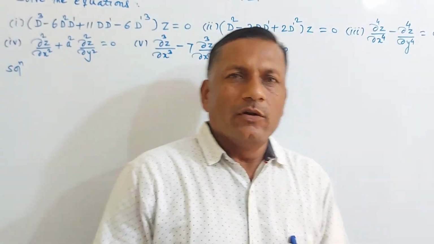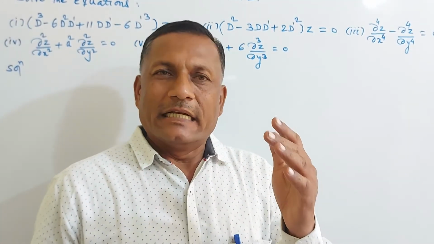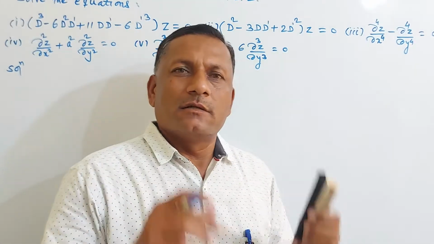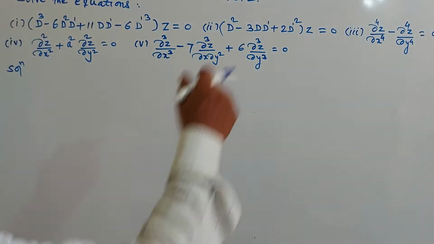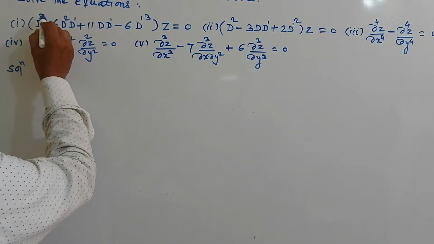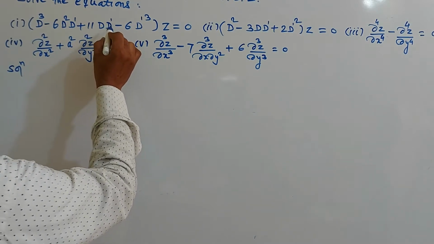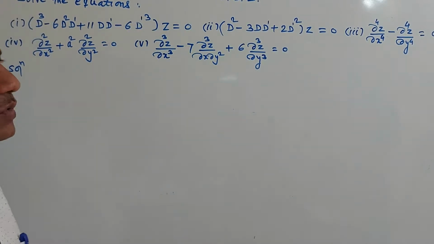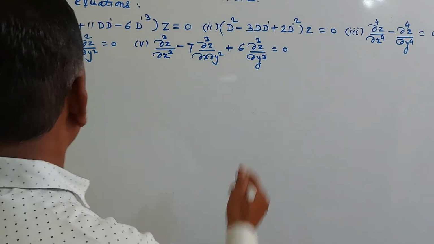Hello students, we know how to find the complementary function of the equation f(D, D') operated on z is equal to 0. Now we see some examples of that type. To find the complementary function, or solve the equation, first is D cube minus 6D square D' plus 11D D' square minus 6D' cube operated on z is equal to 0. We solve these 5 equations one by one.